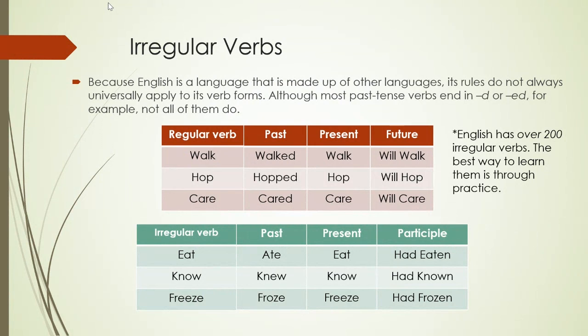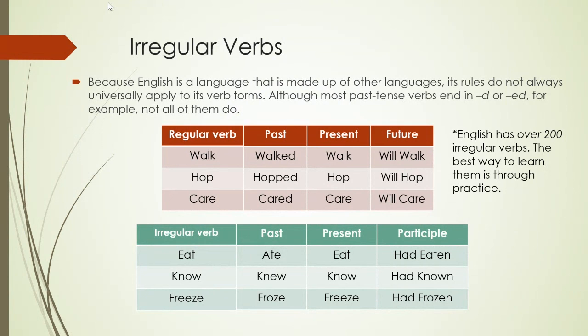Now take a look at these irregular verbs. Eat is one irregular verb with the past tense being ate, the present tense being eat, and the participle being had eaten. Know is another irregular verb with the past tense being knew, the present tense being know, and the participle tense being had known.